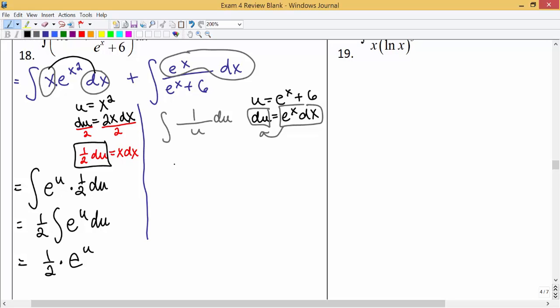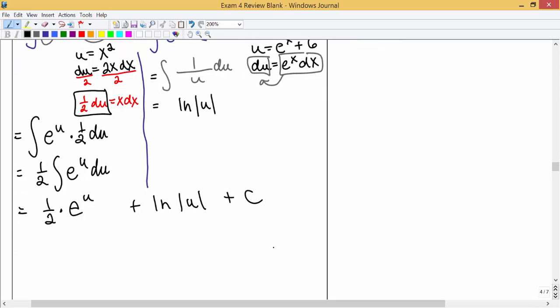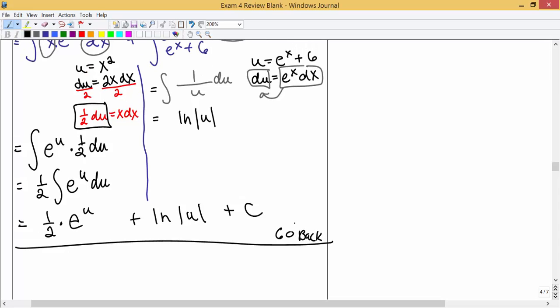Okay, so now I'm actually going to perform the integration here. The antiderivative of 1 over u would be the ln of u. And so what we have so far then is 1/2 e to the u plus ln of u. And then we'll put in our constant of integration. Okay, now at the very end here, I'm going to go back to actually using the original variable. So we're going to go back to x.